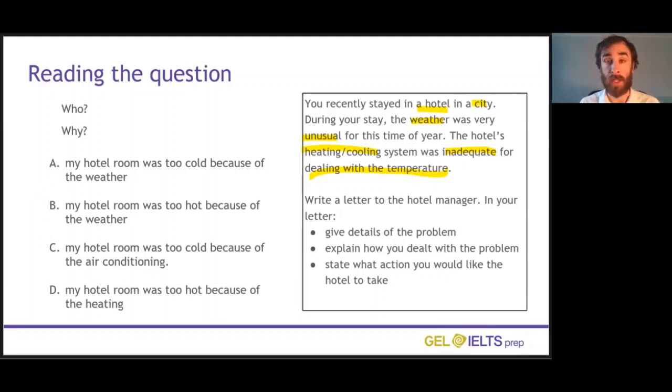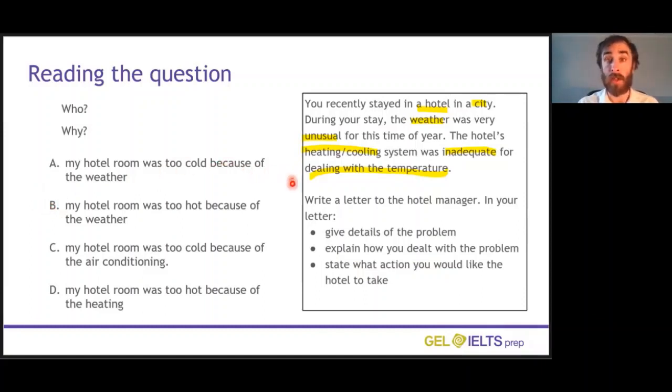So what do I need to do in this question? I need to decide on the context. The question gives me some information that I was in a hotel, in a city, and the weather was unusual. So I'm going to say that I went to London, and I went to London in the autumn, in October. The weather was unusual. So unusual weather in London in October would be very hot. That would be strange. So that's the context. So I'm going to go with B. My hotel room was too hot because of the weather.